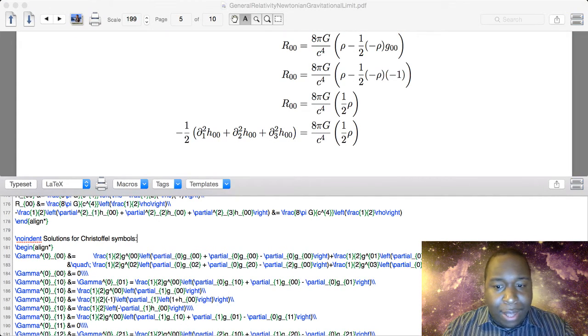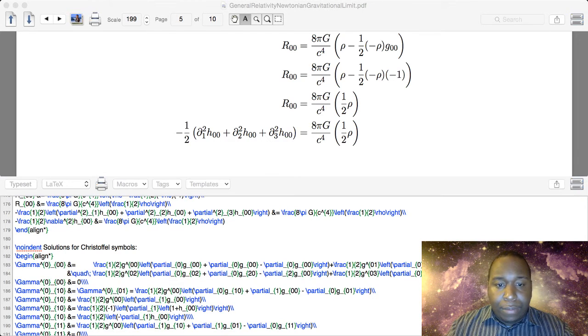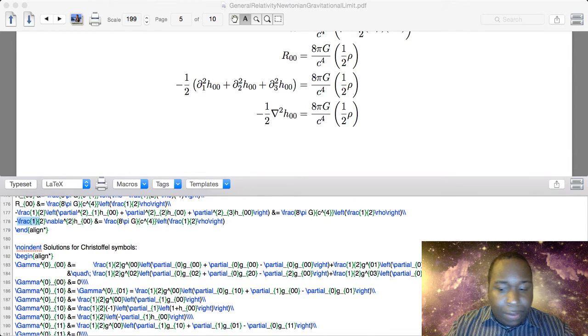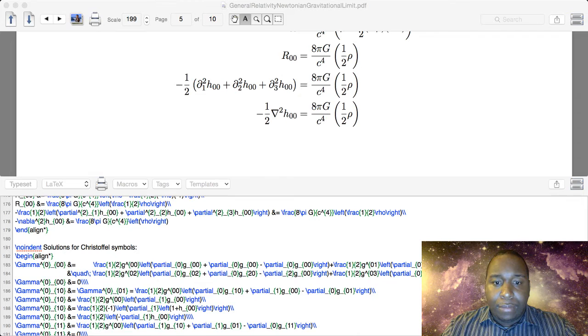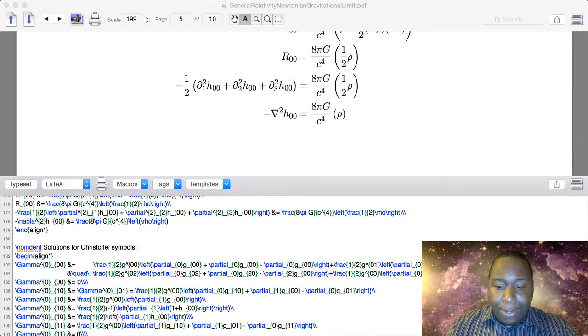And so I'm going to rewrite this. I'll maintain my negative 1/2. And so this now becomes nabla squared h sub 0, 0 and equals everything on the right-hand side of the equation. Of course, the 1/2s cancel out, so I can get rid of the 1/2s. And I can bring my negative sign over to the right-hand side of the equation.